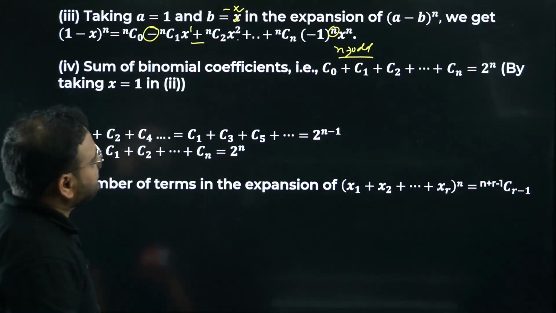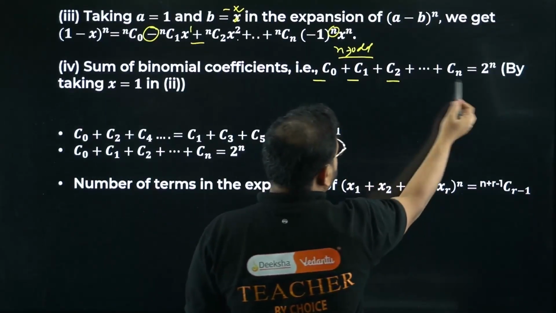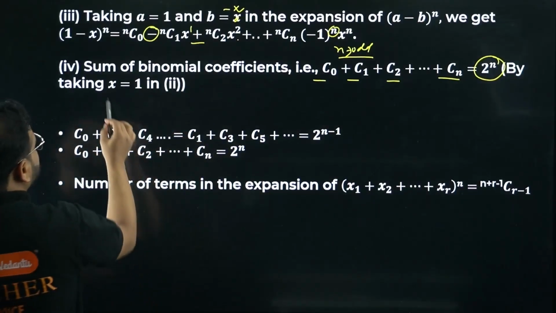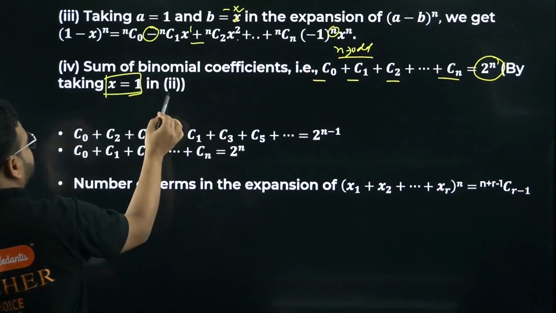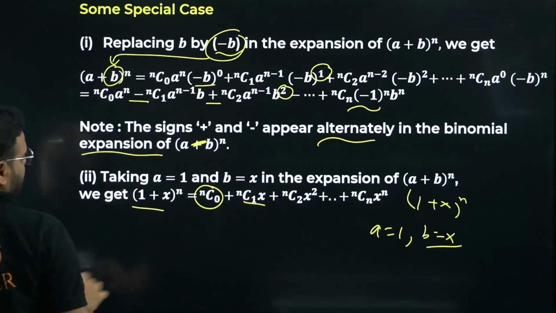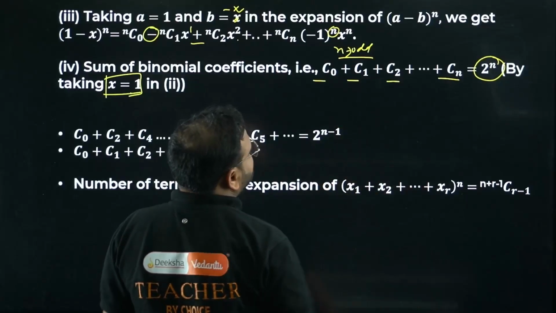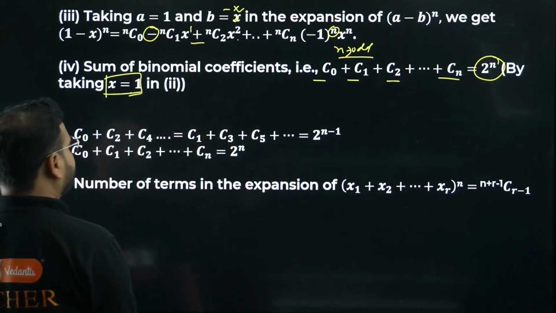Sum of binomial coefficients is given like this: C0 plus C1 plus C2 plus ... plus Cn equals 2 power n. When x is 1, you can take this and get the result. Put x equal to 1 in the expansion and get the result like this: C0 plus C1 plus C2 plus Cn equals 2 power n.